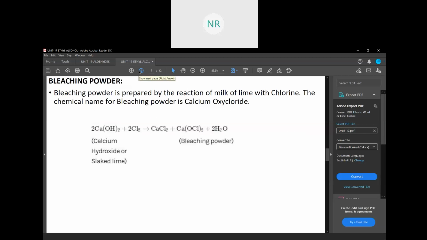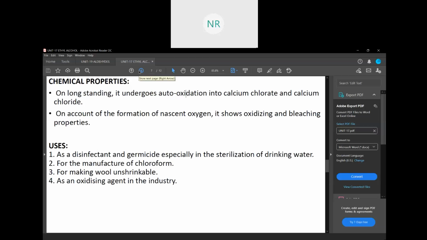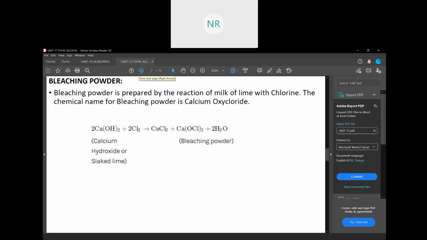Next is bleaching powder. Okay, so the chemical name of bleaching powder is calcium oxychloride, and the formula is CaOCl2. Okay, CaOCl2. That is your chemical formula for bleaching powder, and the name is calcium oxychloride. So this is the preparation of bleaching powder. Okay, so this is how bleaching powder is prepared from calcium hydroxide or slaked lime or milk of lime.